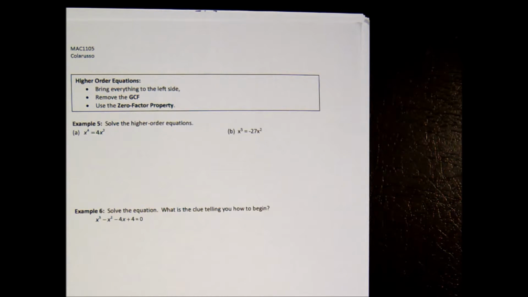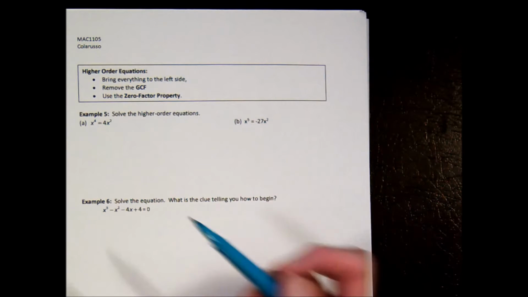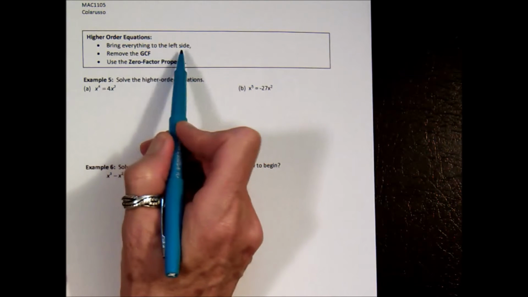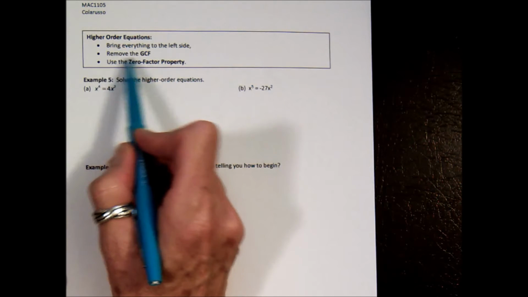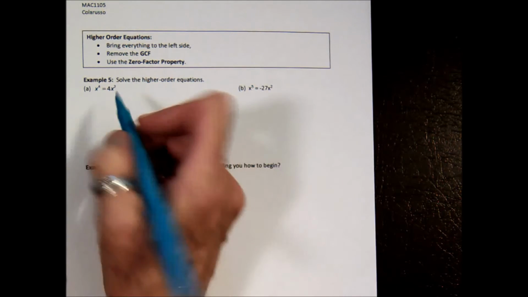One last type. Higher order equations. Higher order than square root or cube root. So what you do is you bring everything to the left side, remove the GCF, and use the zero factor property. These are pretty easy. So we're going to get everything equal to 0.